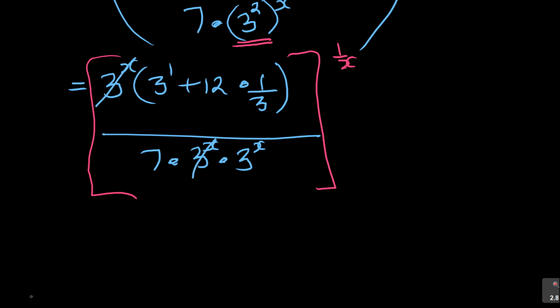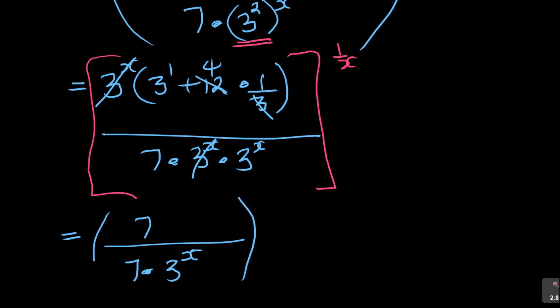I can cancel one of them, which is equal to, and then I can have also this guy cancelling, and 12 there, 3 into 12 is 4. Now 3 plus 4. What is 3 plus 4? It's 7. See that? Interesting. It's 7 at the top over 7 times 3 to the power of x, considering whatever cancelled, and then everything to the power 1 over x.